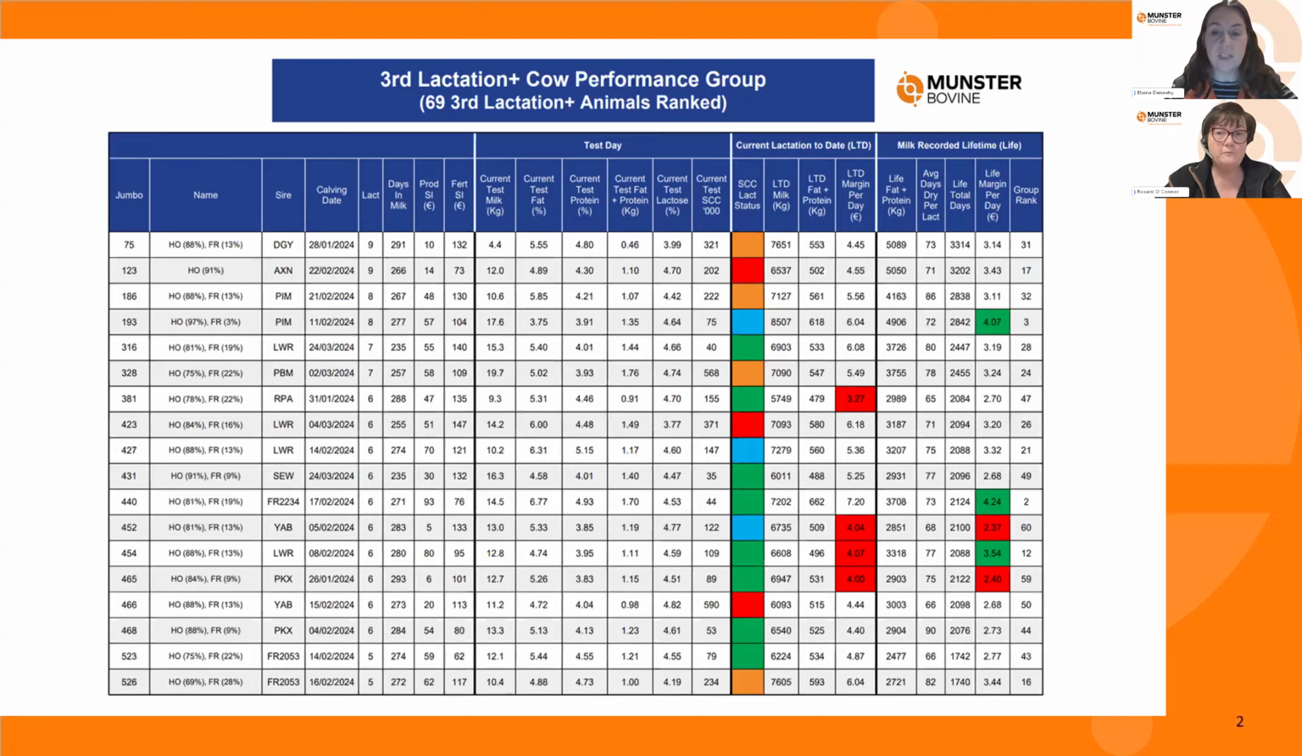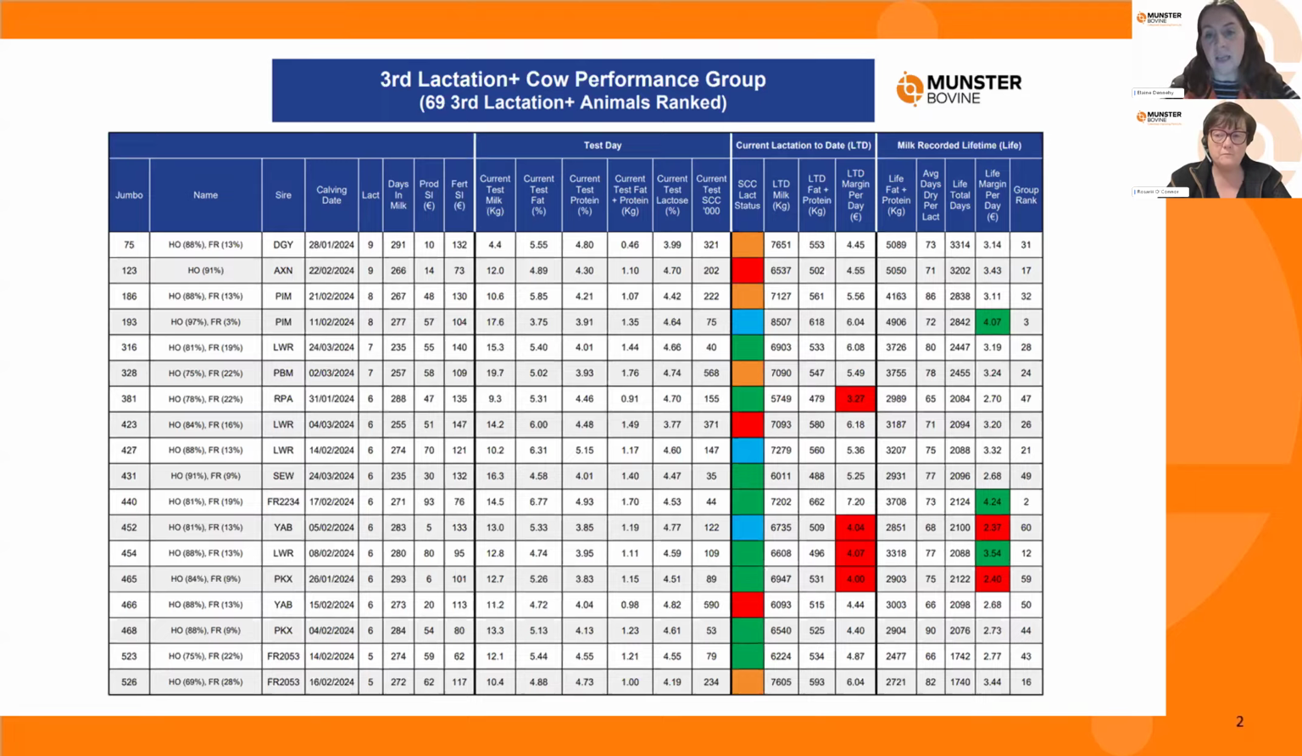So their most recent test was high, but their test before that was low. The reds are chronically infected. They've had 2 high tests. The blue animals are recently cured. So their most recent milk recording was under 200,000 cells per mil, but they had a previous high recording in this lactation. And the green animals are healthy animals. Their cell count has been under 200,000 cells per mil for each test of the year.